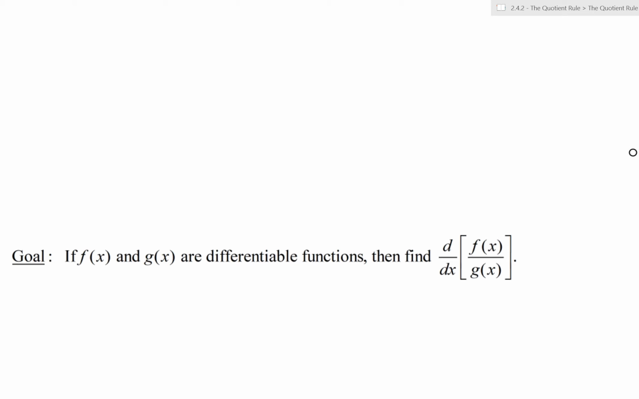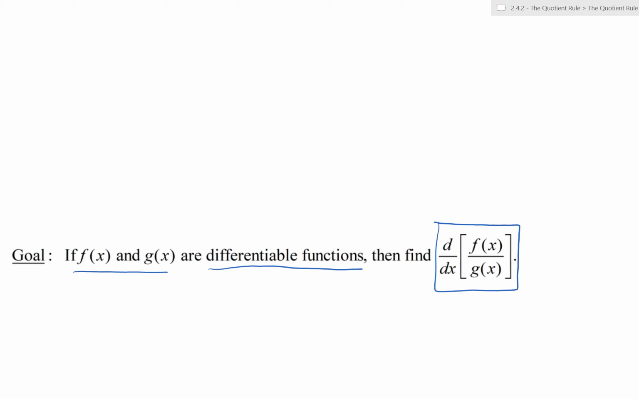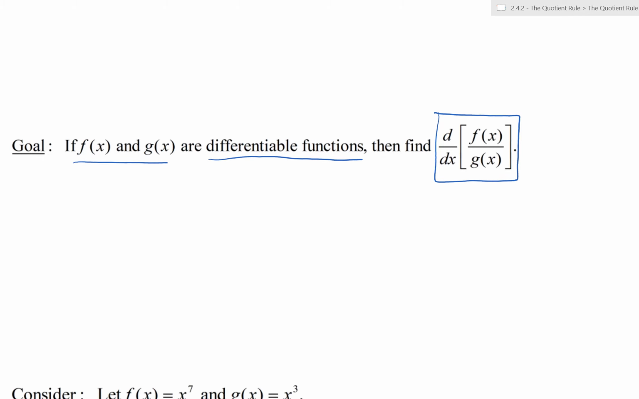We are assuming we have two functions, say f of x and g of x, and they are both assumed to be differentiable functions. Then our goal is to find the derivative with respect to x of the quotient of these two functions, specifically f of x divided by g of x. So what is the derivative of a quotient of two functions, assuming each function is differentiable? We're going to have to figure this out, and that's what we'll do in this video.